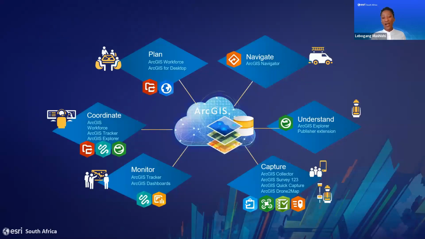Now, when we talk about the world of mobility, we talk about a workflow that comprises a certain number of components, right? The ArcGIS system basically provides technology for all phases of your field operations, whether it's planning, navigating, understanding, capturing your data, which is very important, monitoring your data, and coordinating. We have a suite of products that basically can give you, as well as the people in your organizations that do field work, the capability to actually perform this, right? Now, let's look at all of them a little bit in detail.